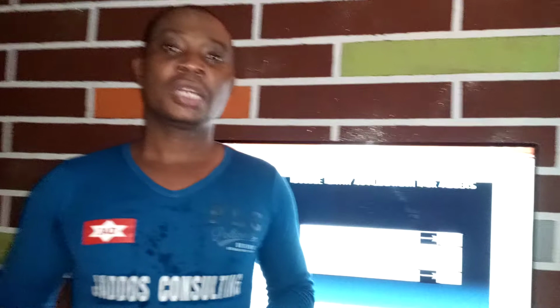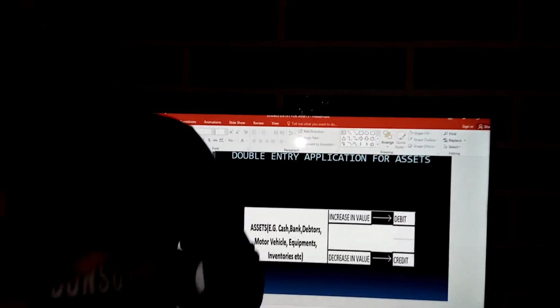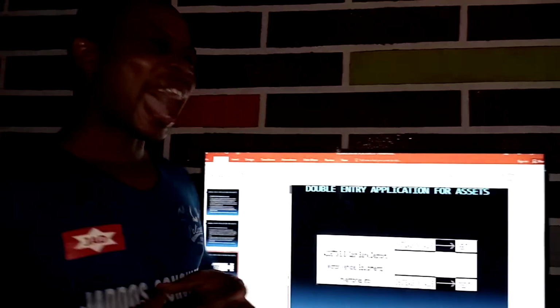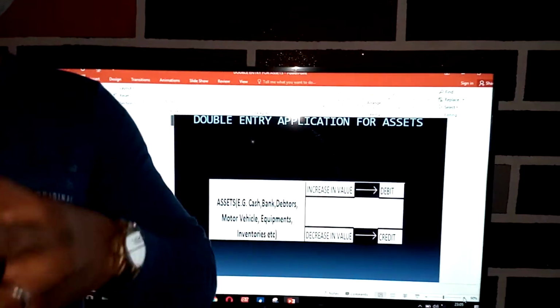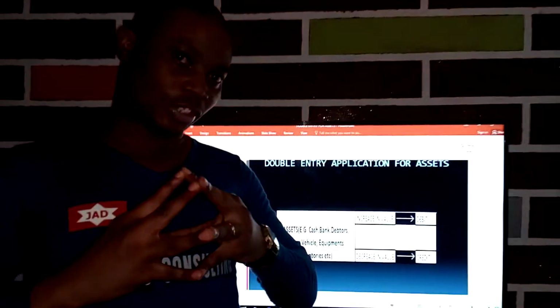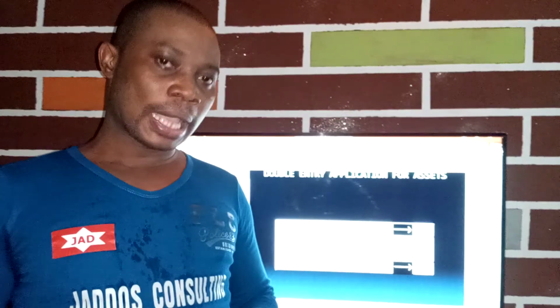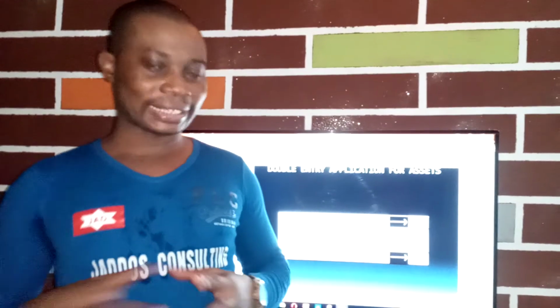Now, we have been able to demystify or simplify double entry application for assets. We were able to understand that assets are what? The resources or the belongings of a business utilized to generate more wealth.